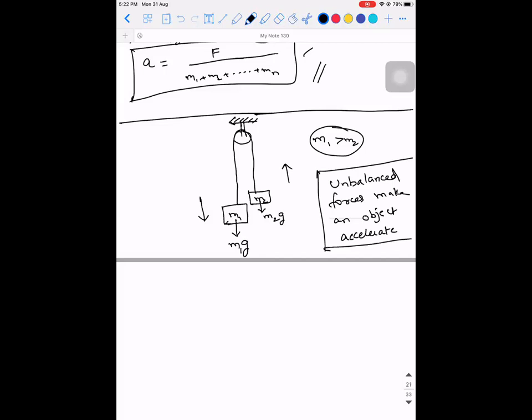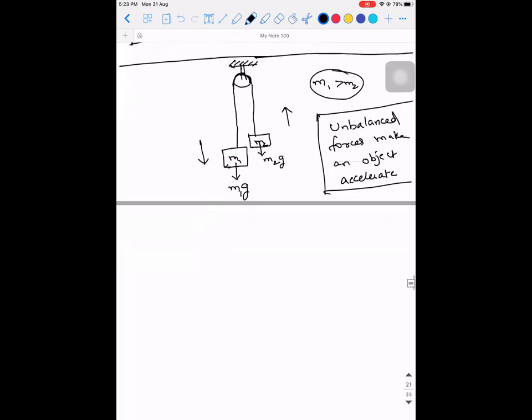Okay. So if you observe M1 and M2, they are connected with the help of one string or two strings? One string, sir. They are connected with the help of one string.